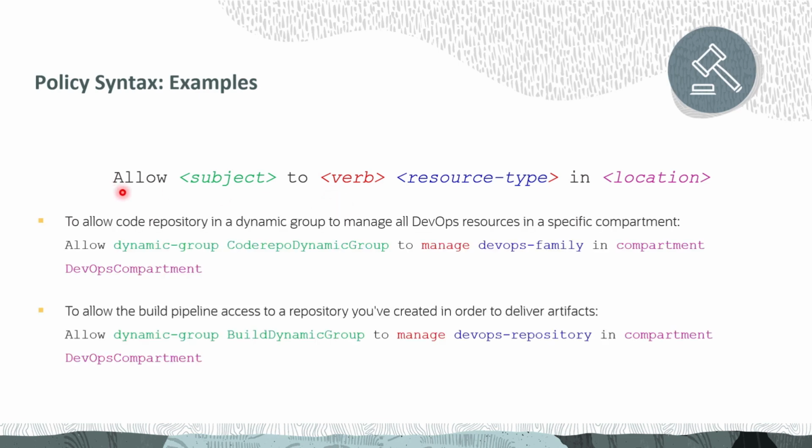is essentially to allow a user or a pipeline to perform an action on a resource type in a given location. Dynamic groups have been created named Code Repo Dynamic Group and Build Dynamic Group. They are each being given permissions to manage items in a compartment. Note that the Code Repo Dynamic Group is allowed to manage all the resources of the DevOps family in the compartment.